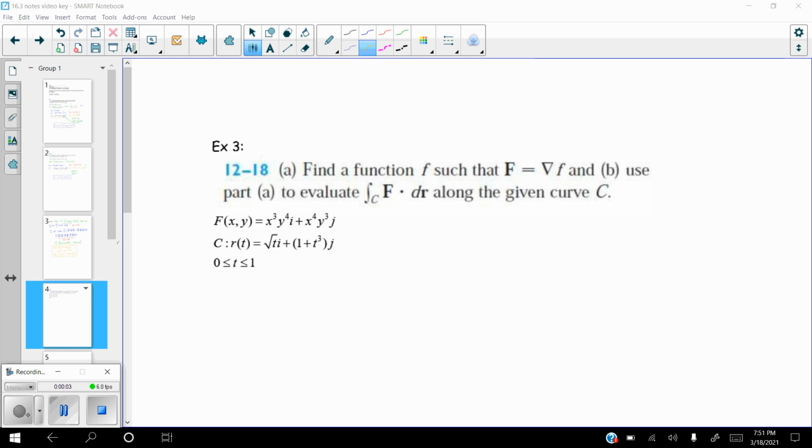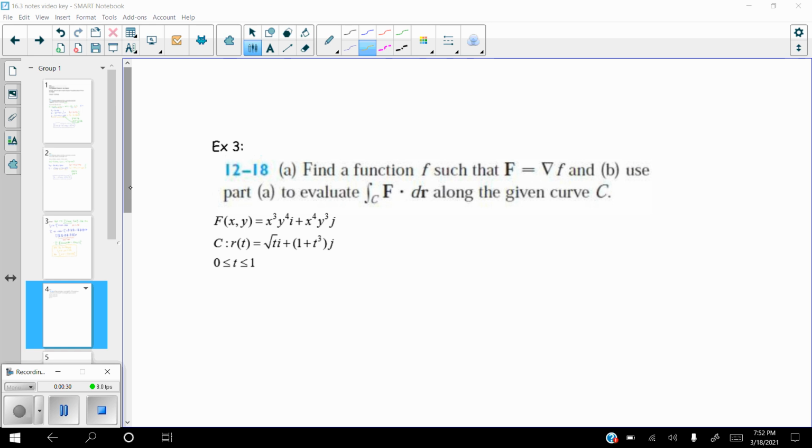Okay, so this is section 16.3, video number 2. In video number 1, we learned how to deal with the fundamental theorem for line integrals by just finding the original function, and then we defined what the fundamental theorem for line integrals is, assuming that we have bounds, which we hadn't dealt with yet.